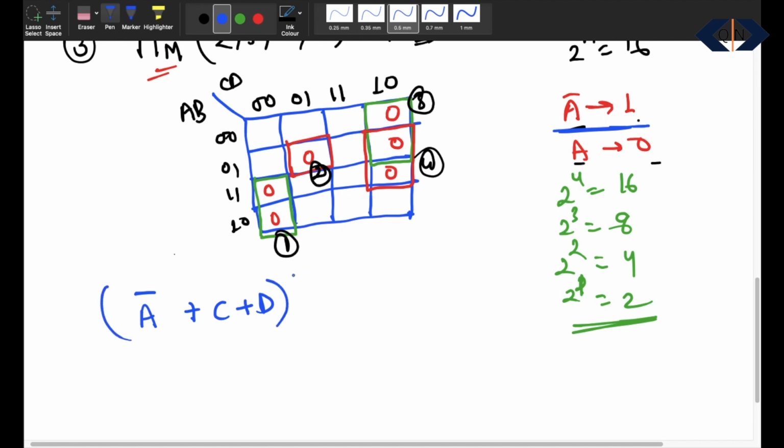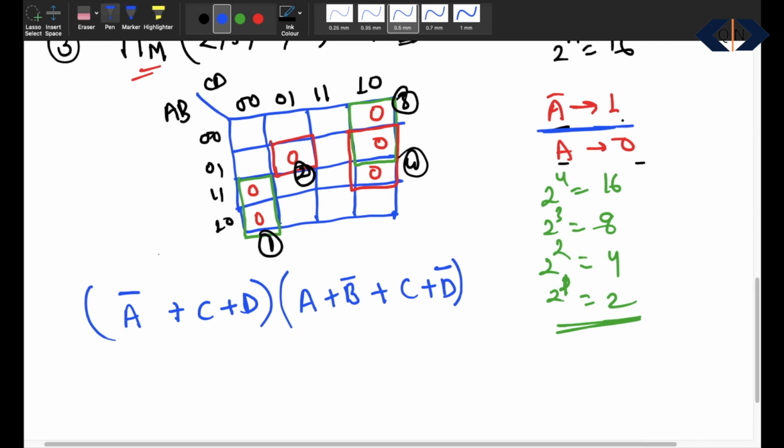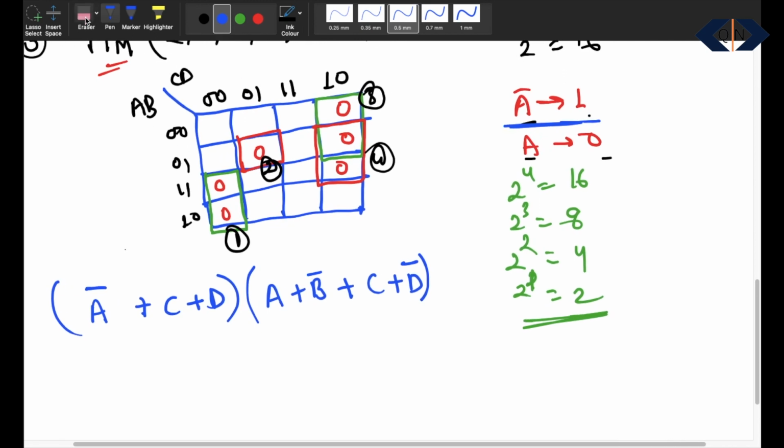Now let's write for the second group. In the second group we see that A and B are there. So A and B, which is equivalent to A plus B bar, and this is C and D, which is equivalent to C plus D bar. Now, should I erase this just for now? Yeah, let's erase.